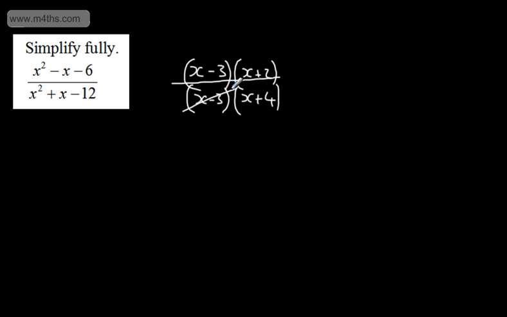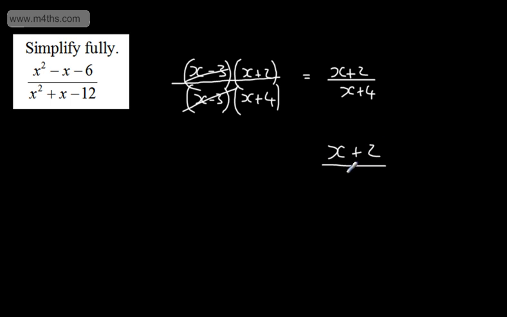We can now cancel the x minus 3's, and that's going to leave us now x plus 2 over x plus 4. Sometimes you'll see in books they're written in brackets, sometimes they're not. At this stage, don't do anything crazy. Don't go ahead and do the following.